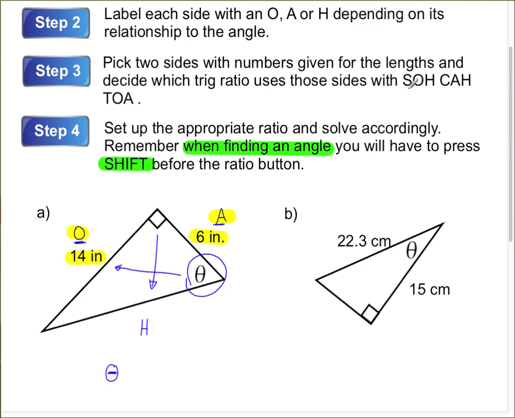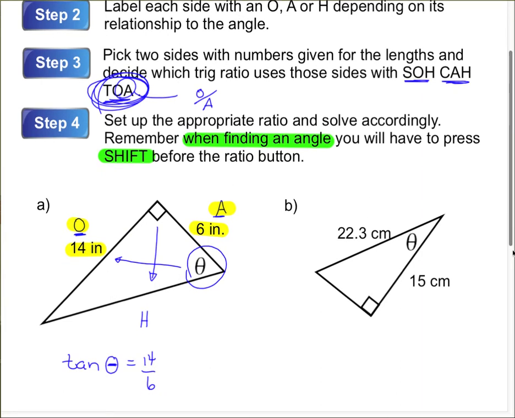Well, O and A, let's look up here at Sohcahtoa. O and A is tan. So I'm going to write tan in front. And tan is O over A. That's what this thing means. That's O over A. So from theta, O is 14 and A is 6. So we go 14 over 6.